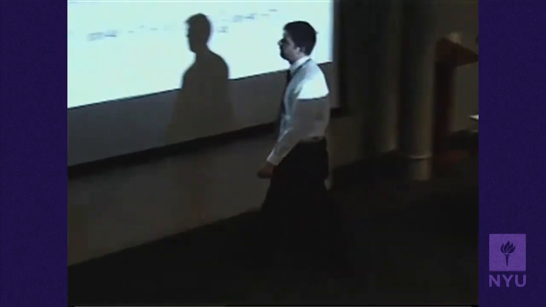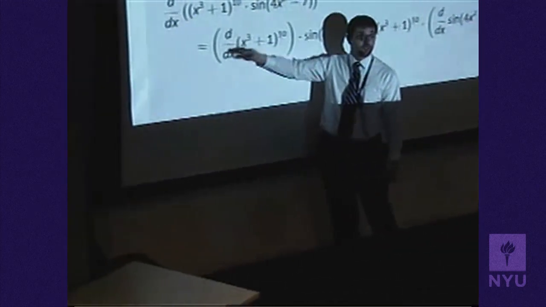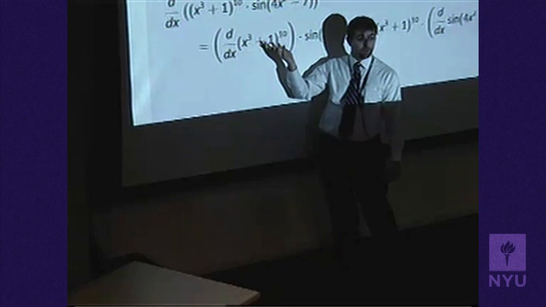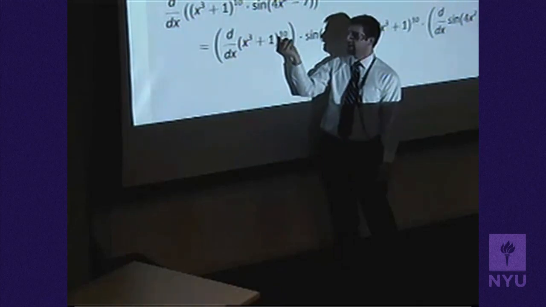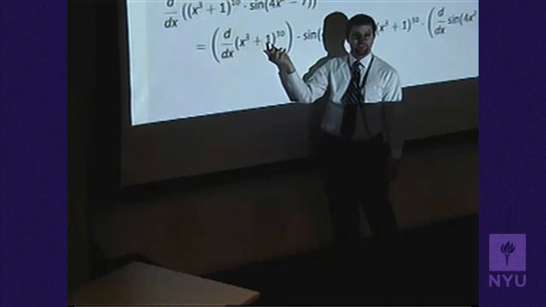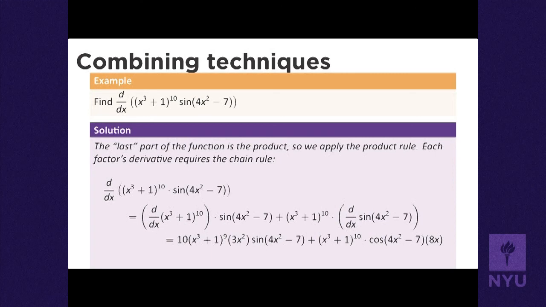So 11 terms, you could differentiate each by each, or using the power rule generalization, you can take down this power 10, x cubed plus 1 to the 9th power times the derivative of x cubed plus 1, which is 3x squared. Wouldn't you rather do it that way? I would rather do it that way.